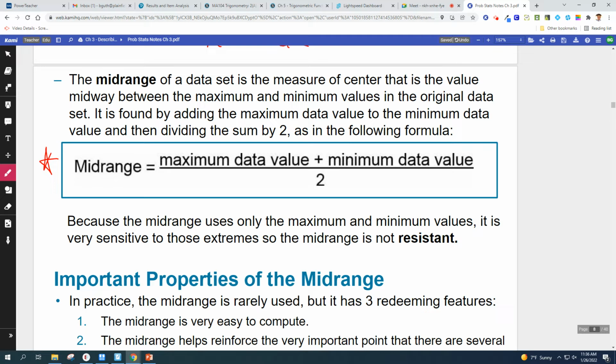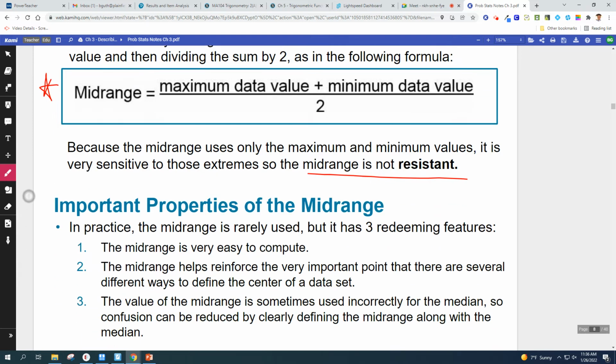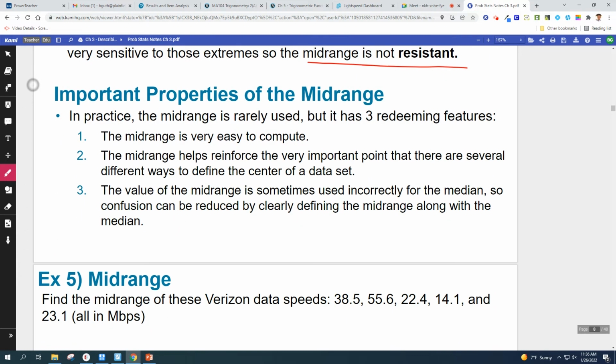Because the mid-range uses only the maximum and minimum values, it is very sensitive to those extremes. So the mid-range is not resistant. Okay, there's that word again. Again, resistant means that outliers don't change the value much. So this one is not resistant. Outliers do change the value quite a bit.